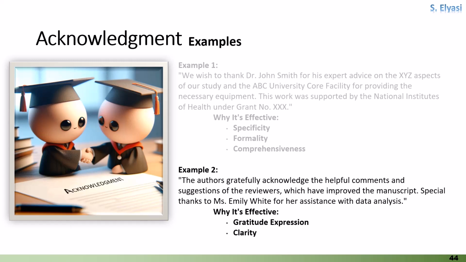Clarity. The specific roles of the contributors are clearly mentioned, for example, reviewers for their comments and a named individual for technical assistance. Balanced recognition. It acknowledges both peer and technical support, showing a balance in recognizing contribution.